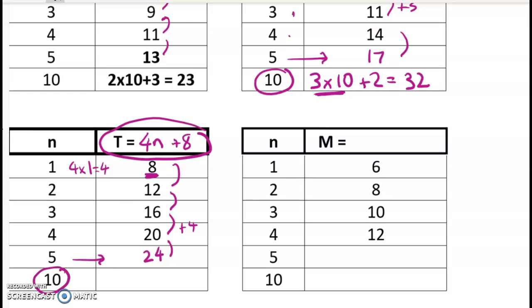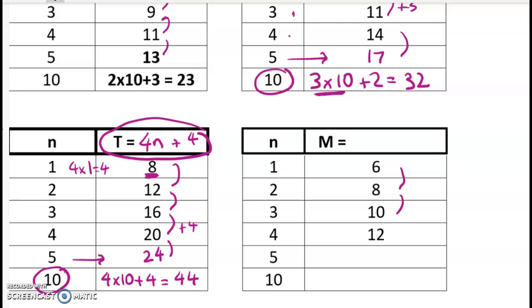The 10th term comes from 4 times 10 plus 8, which gives me, it's not 4n plus 8. What have I done? It should be 4n plus 4. Sorry, guys. 4n plus 4. So my 10th term is 4 times 10 plus 4, which is 44. Right, on to this next one.